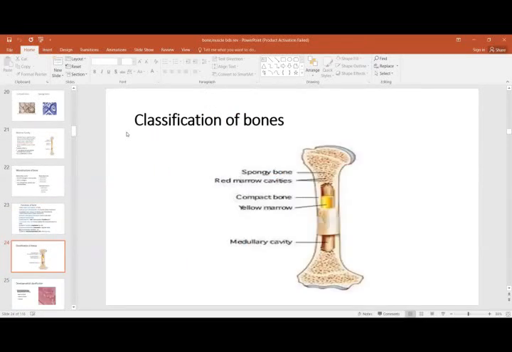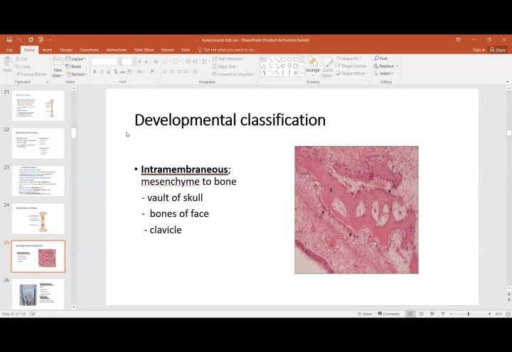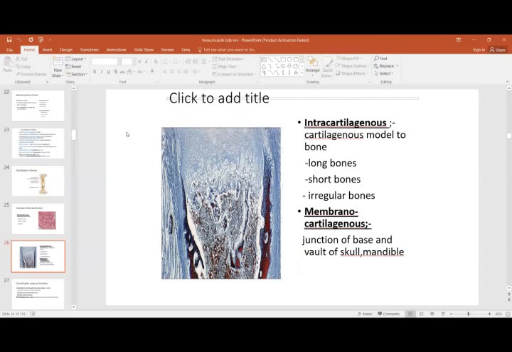So this is the classification of bones. The first basic way to classify bones is by developmental classification. How are they produced? There are three ways. It can be just from the membrane becoming the bone structure, which is called intramembranous, or it can change from membrane to cartilage, and from cartilage onto the bone, which is called the intracartilaginous type of ossification. And membranocartilaginous is a combination of both types of ossification or formation.